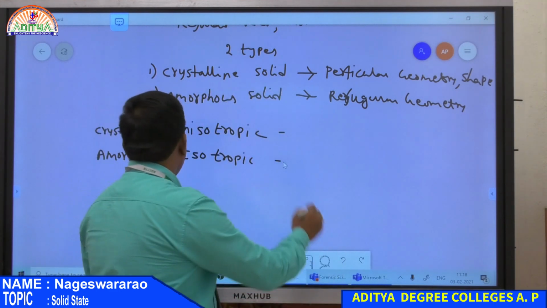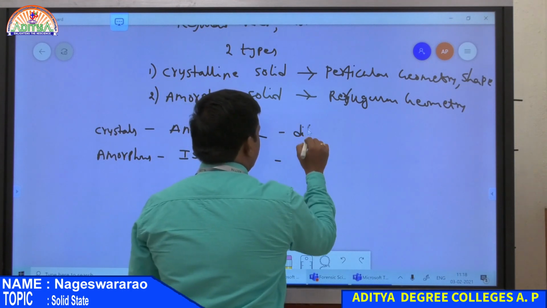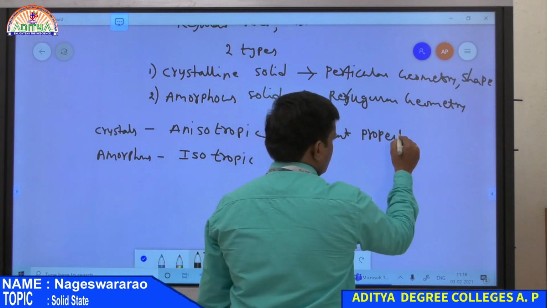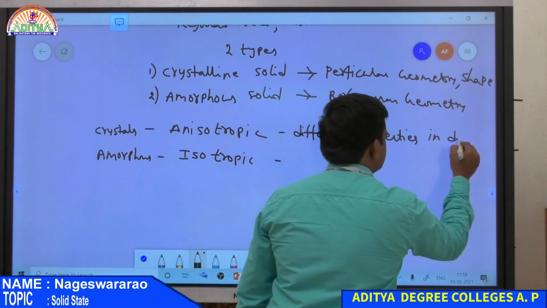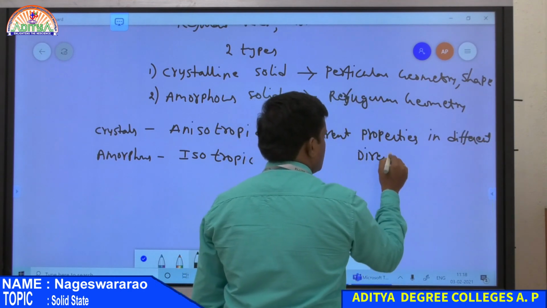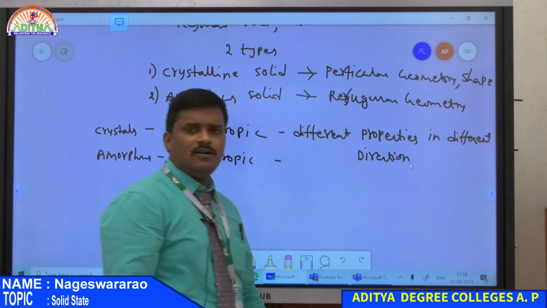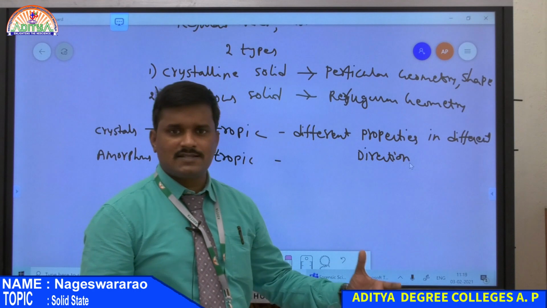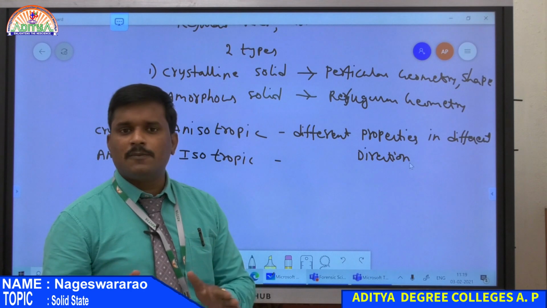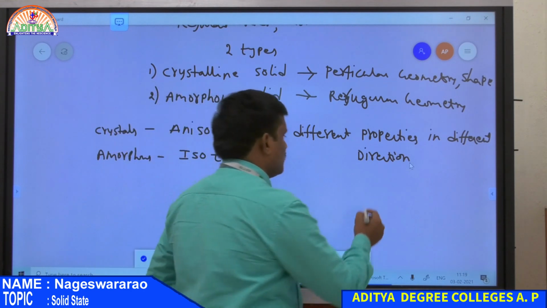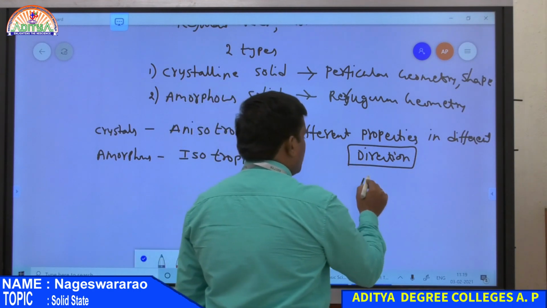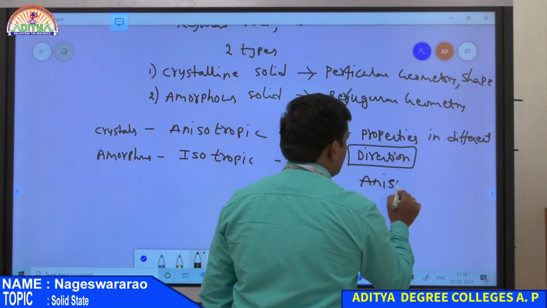So it means crystals have different properties in different directions. In a crystal, the value of some physical property along the x-axis is different from the y-axis, and also different from the z-axis. So the physical property depends on direction. If it depends on direction, then that property is known as an anisotropic property.